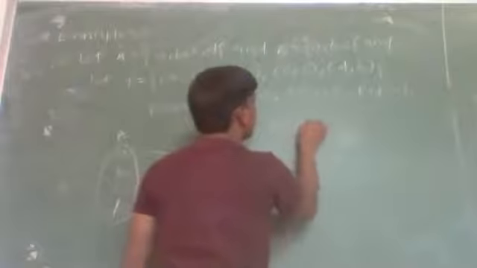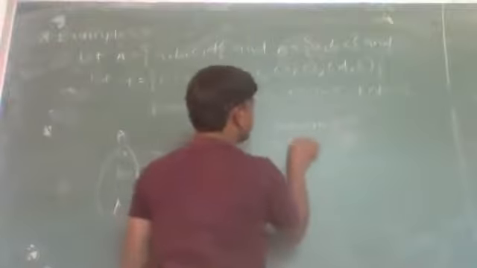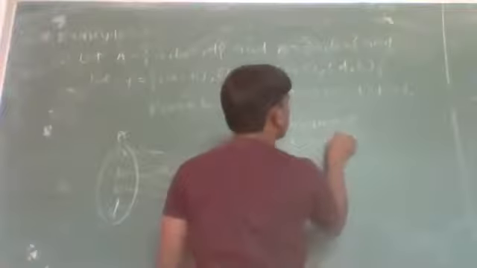Now find out the domain, codomain, and range. The domain of function f is set A. The codomain is B.